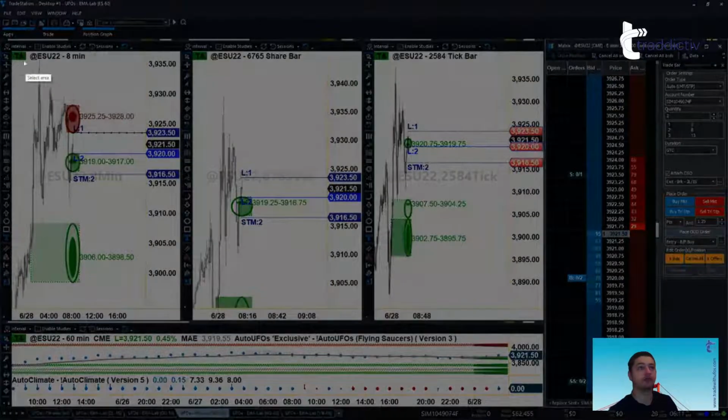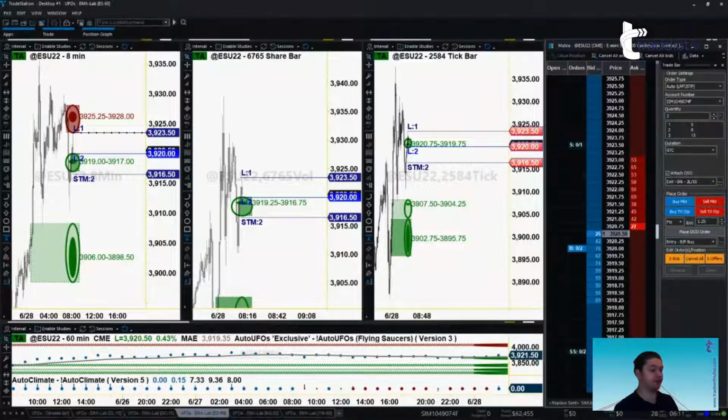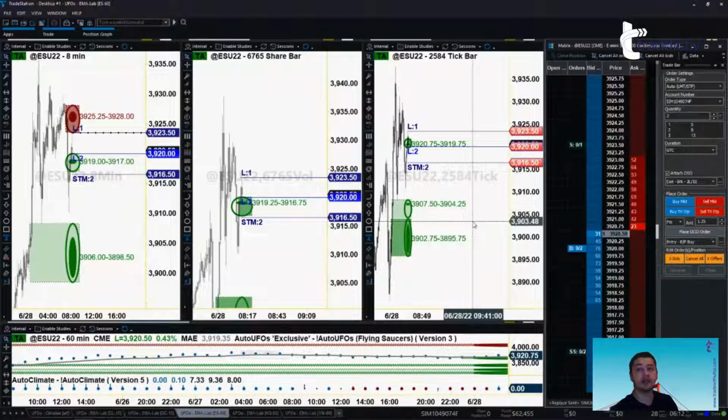Well, before we go further down the line, let's go ahead and take a screenshot of this. 2022 06 28. Okay, ES 60-minute setup. All right, it looks like it's coming down. You may get a fill on this.